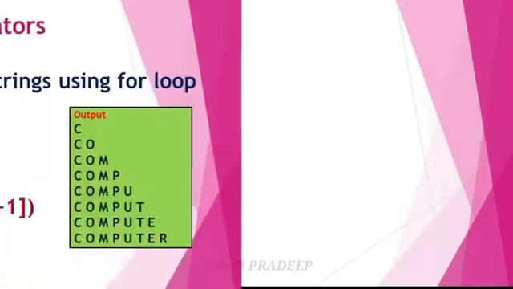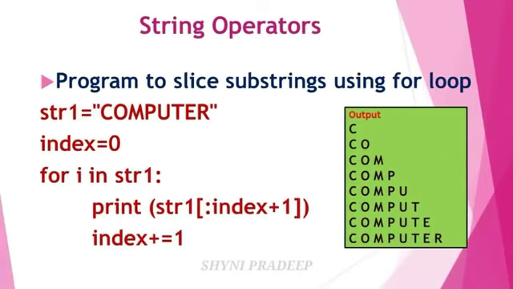Next, see the program. One program is given, a program to slice substrings using a for loop. Here one string is given, that is computer. The index position is given, that is 0, for i in str1. str1 means what? Computer. Here a for loop is used. Print str1, the initial index value is not given, the end index value is given, that is index plus 1, and next the increment value is given, that is index plus equals 1, which means index is equal to index plus 1.